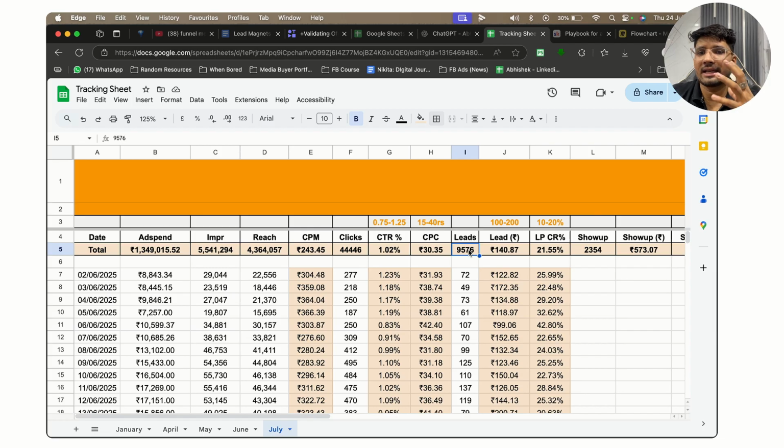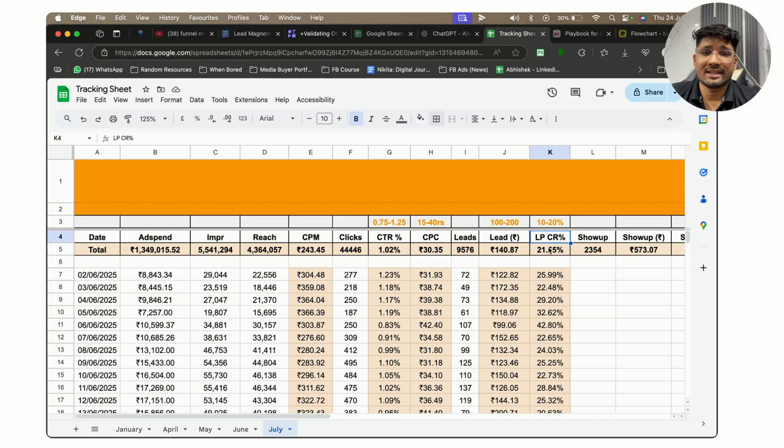We generated 9,000 plus leads, 9,576 leads, and each lead costs us around 140 rupees. Lead cost is usually between 100 rupees and 200 rupees after putting all the barriers in place and setting it up so that unwanted or unqualified audience don't come in. Still it comes, but I try to put all the hurdles, so the lead cost spikes to 100 to 200 rupees, and that's where we get the quality.